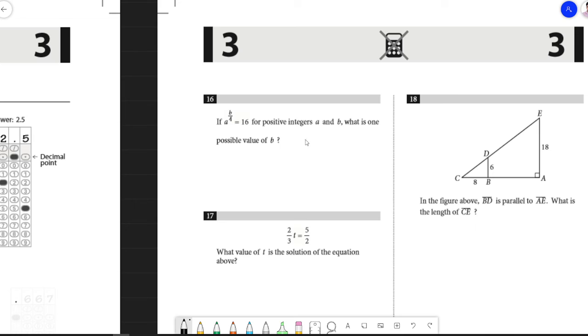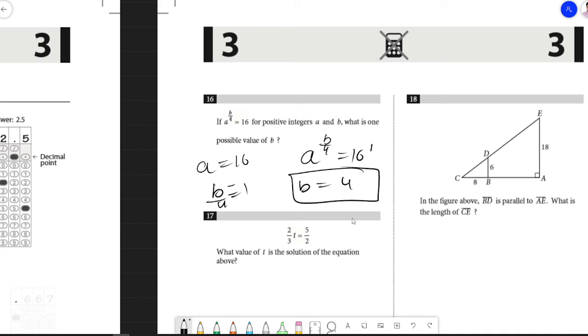Okay. So see, if a raised to b by 4 is 16, that means, let's say it is 16 raised to 1. So from here I can say that a is 16 and b by 4 can be 1. So I can write b equals 4. So one possible value of b is 4.